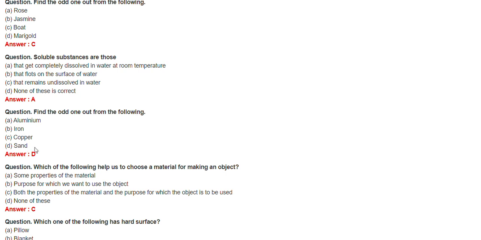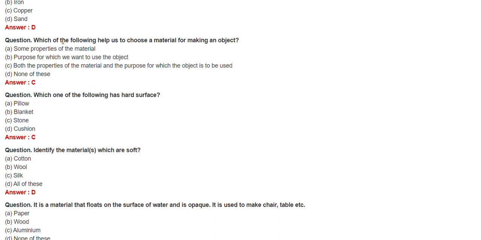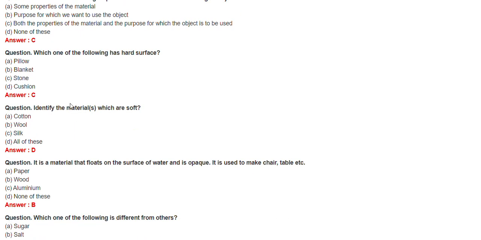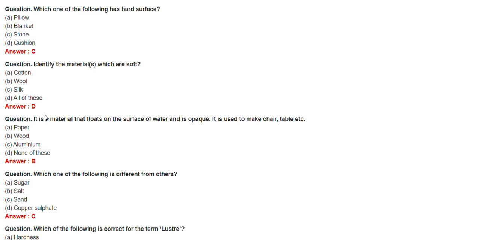Aluminium, iron, copper, sand. Which of the following helps us to choose a material for making an object? Both the properties of materials and the purpose for which the object is to be used. Which one of the following has a hard surface? Stone, option C. Identify the materials which are soft. Cotton, wool, silk. All these are soft materials.